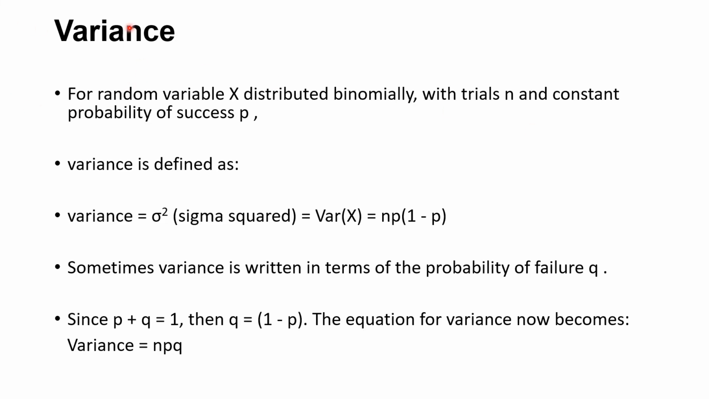When it comes to variance, again, if you fulfill the criteria of binomial distribution, then you can apply this formula for variance. Variance is simply sigma squared. Variance is NPQ, where Q is 1 minus P. Just make sure that the sum of P and Q is always 1.